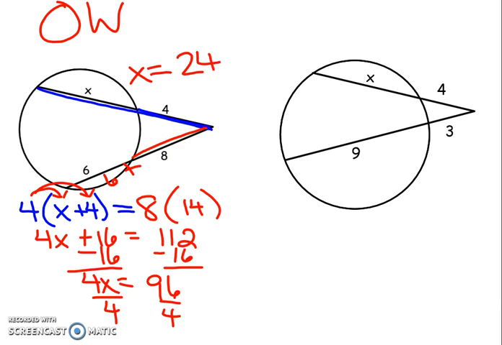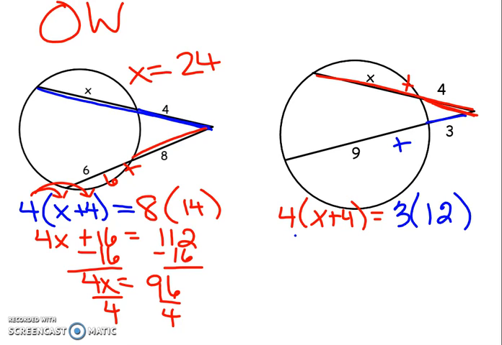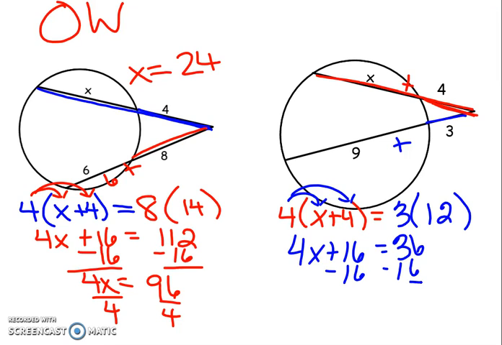The second one, we need our outside part. So that's 4. And then we need our whole piece. So we're going to add those together. So x plus 4. On the bottom one, we do the outside. So 3. And then we're going to add the 9 and the 3 together to make 12. 4x plus 16, we distribute, equals 36. Then we're going to solve. So subtract our 16. 4x equals 20. X is going to equal 5. So outside times whole.